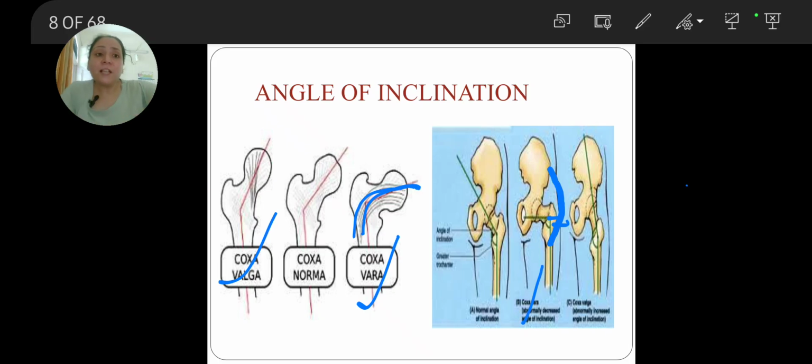But herein, there is another thing which is happening. This perpendicular green color line is telling us about the joint compressional forces. This is producing more joint compressional forces as compared to coxa valga.